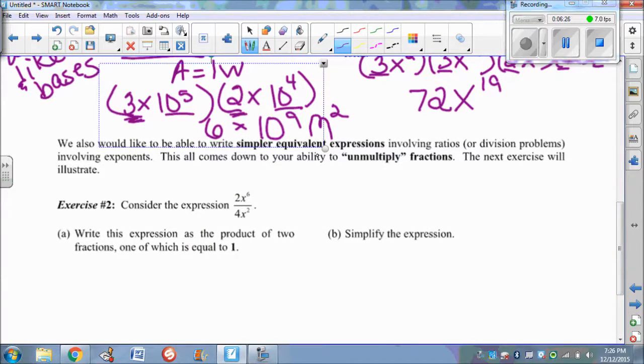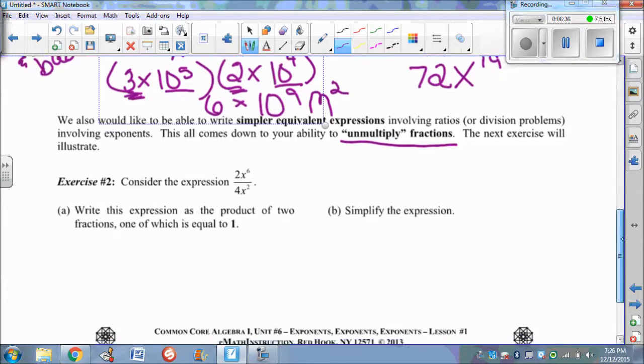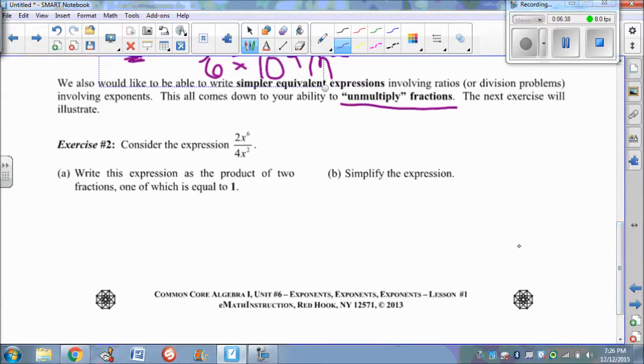So we also like to write in simpler equivalent expressions. So it all comes down to our ability to unmultiply fractions, which in other words means divide fractions. So I'm going to change this up a little bit. I'm going to just ignore these directions, and I want you guys just to consider this expression, and we're going to simplify it. Okay, so we're not going to do part A.